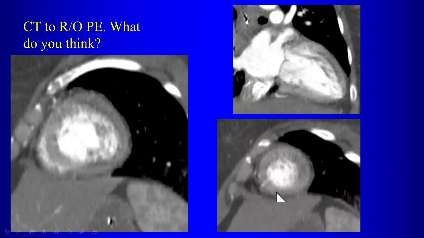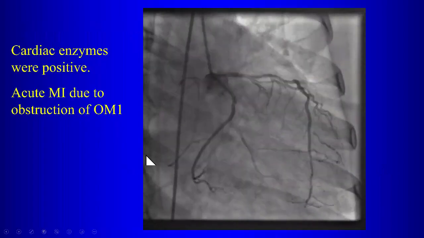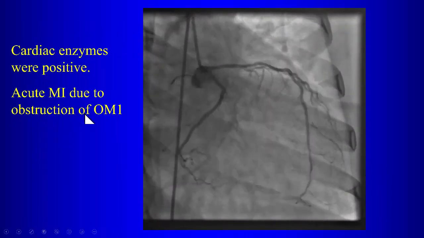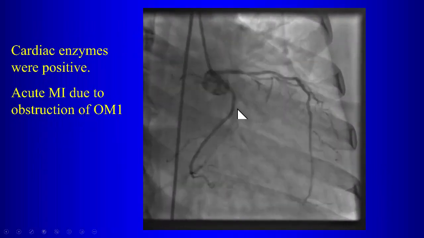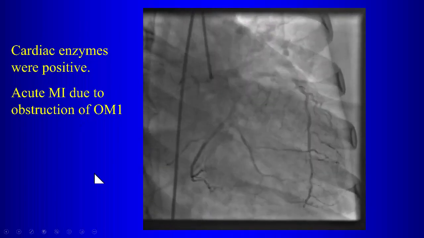These are short axis views, right? These also nicely demonstrate this area of low attenuation in the subendocardial region. So patient in pulmonary edema, you see this, what do you think is going on? We call that in medicine a myocardial infarction, right? The patient goes to the cath lab, and the cardiac enzymes were positive, of course, and this patient was having an acute MI because of obstruction here. It was an obtuse margin bridge right over there in the cath.